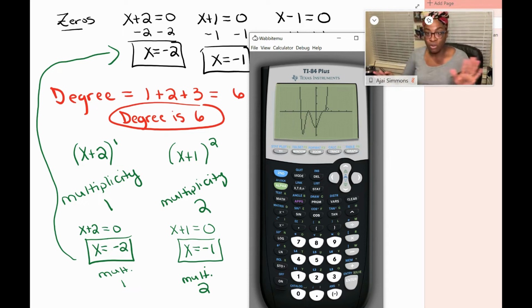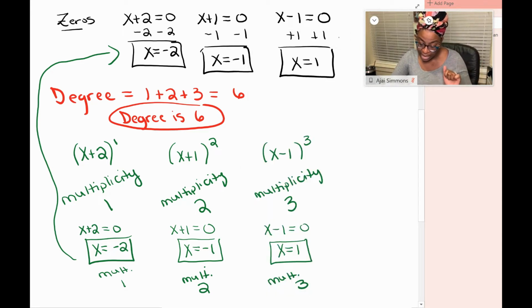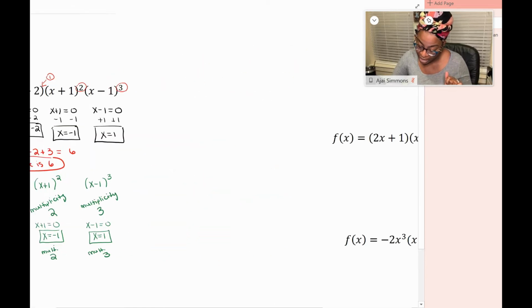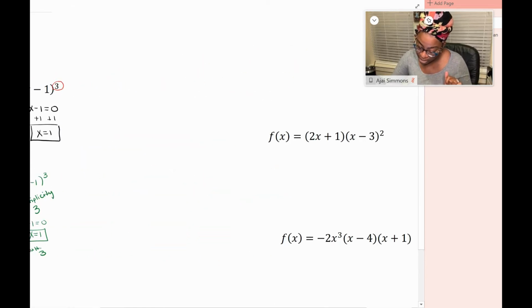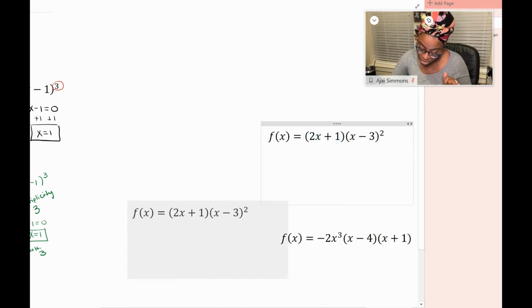So let's start all the way over with a new problem. I'm going to minimize this, and I have some problems over here on the side. I'm going to move this over here.